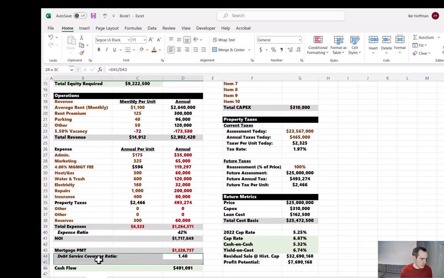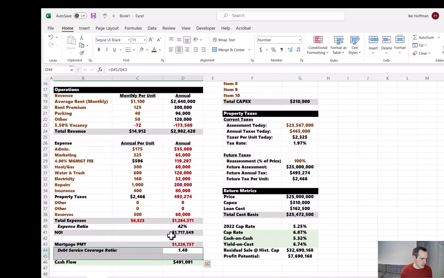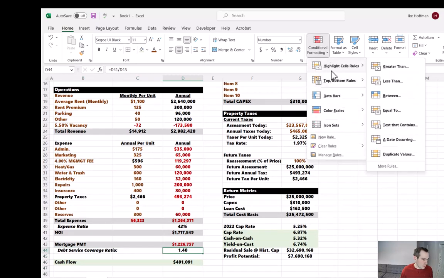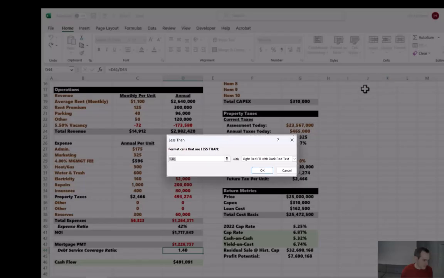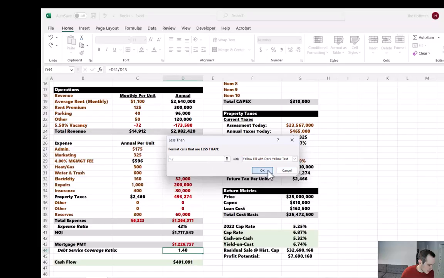Another quick tip involves the debt service coverage ratio. You notice it's quite a ways away from the debt information. So what you might consider doing is setting up some conditional formatting where you want to highlight this cell if it's less than 1.2. And we'll make it yellow with dark yellow text.